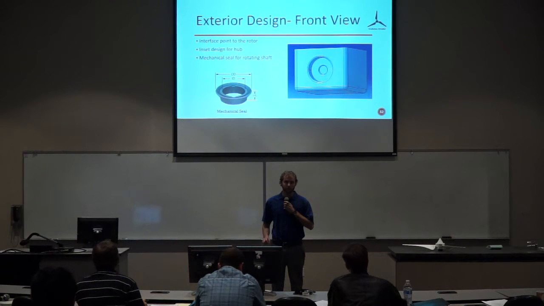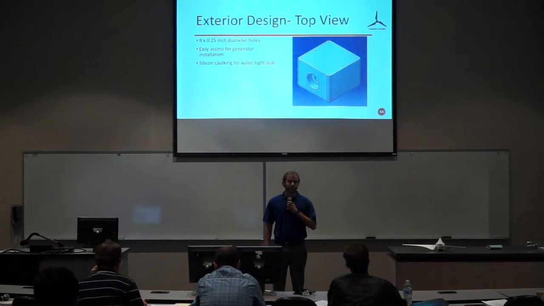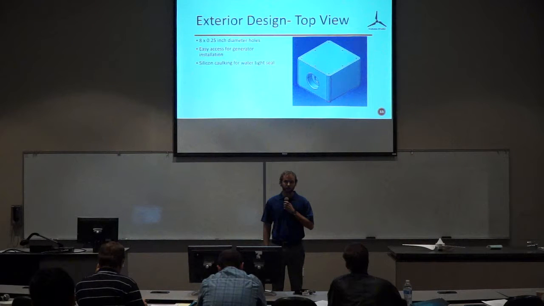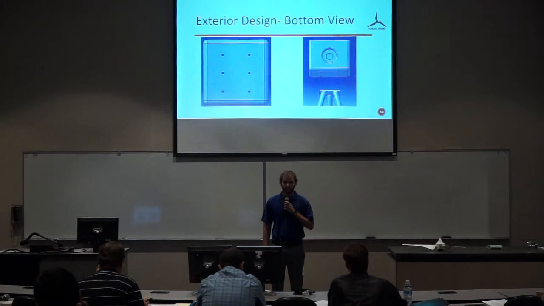In order to make this interface watertight, it's going to have a mechanical seal that is designed for a rotating shaft. The top plate of the nacelle is going to be removable. This is going to help for that easy access to the generator compartment. There's going to be 8 1/4 inch diameter holes, and we're going to have to use silicone caulking to make that interface watertight as well.